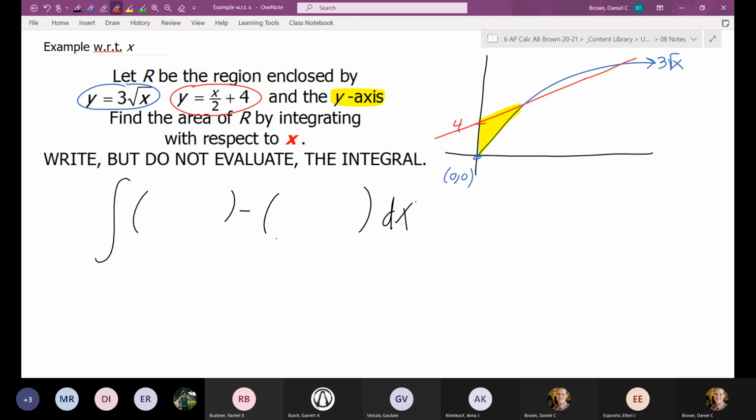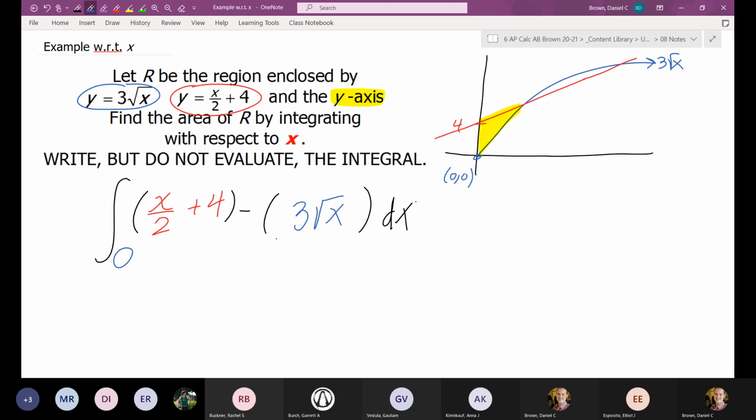The line. So I'm going to go ahead and put that as the top function: x over 2 plus 4. What is the bottom function? That's the one I drew in blue, so that's going to be 3 times the square root of x. Where is this area starting at? 0. And again, that's an x value. It's starting at the x value of 0. Do we know right now where this area is ending at?